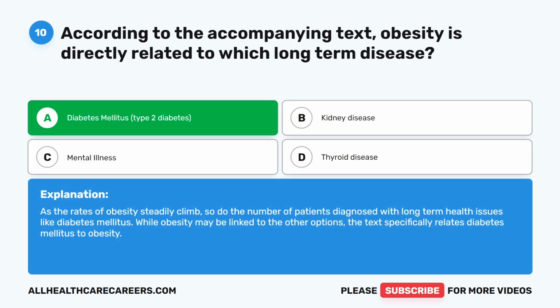As the rates of obesity steadily climb, so do the number of patients diagnosed with long-term health issues like diabetes mellitus. While obesity may be linked to the other options, the text specifically relates diabetes mellitus to obesity.